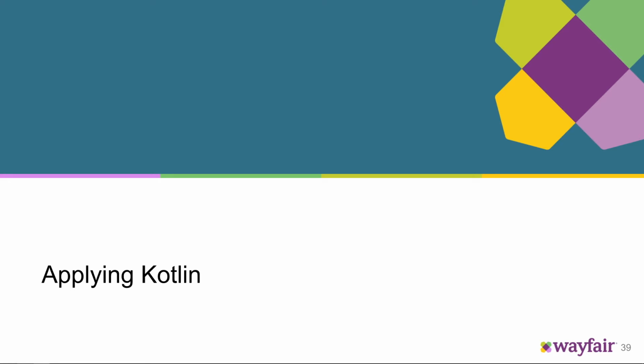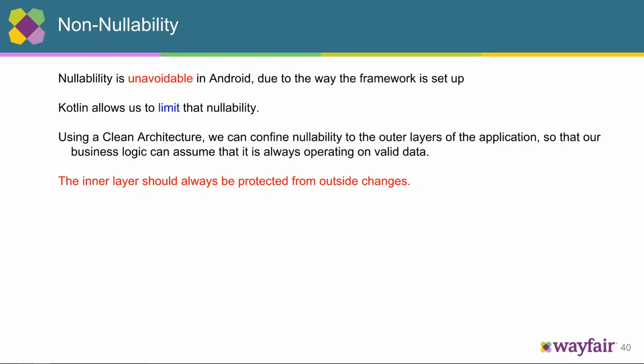So that brings us to applying Kotlin to our Clean architecture. Nullability in Android is kind of unavoidable, and in a lot of other situations as well, due to the way the framework is set up. So for instance, on rotation, you're going to lose the reference to your fragment inside of your presenter. That's just something that's going to happen. So it's going to get filled with a null. Kotlin allows us to limit that so that we don't have to remember each time. Kotlin will do the remembering for us.